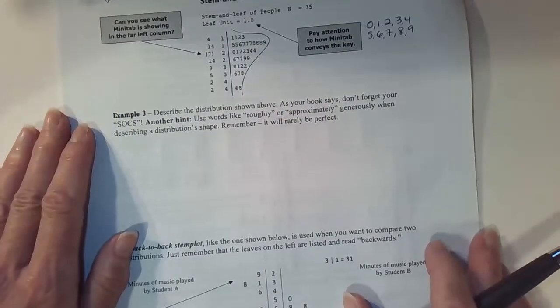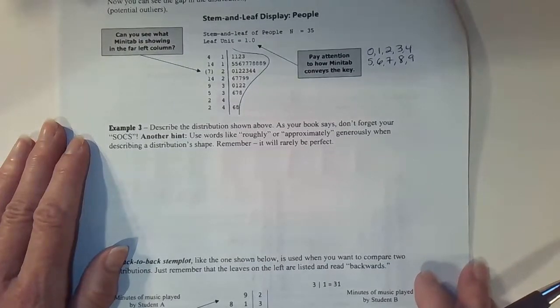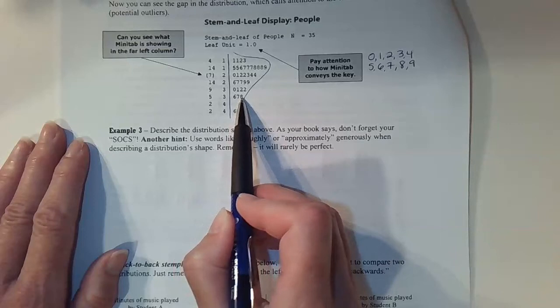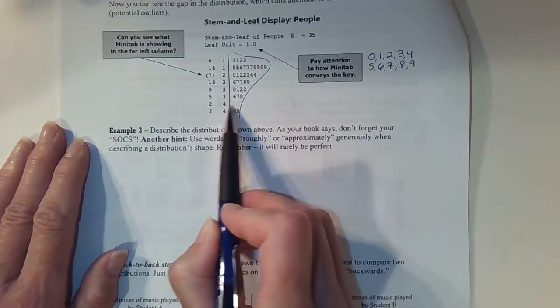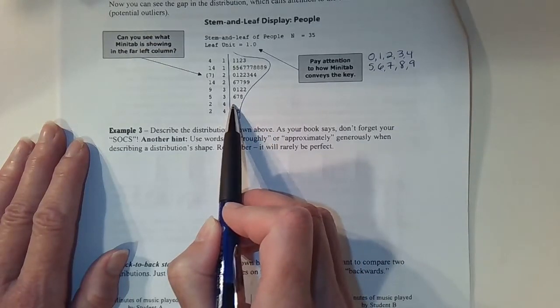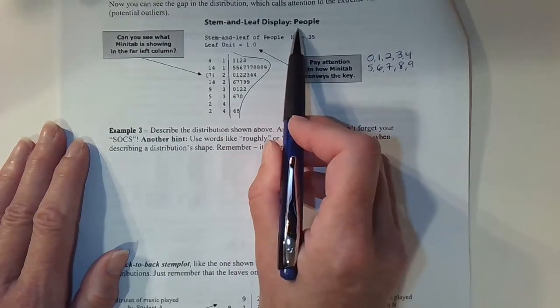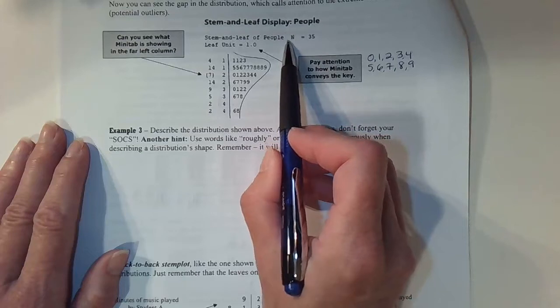So 2 rides must have been really popular. There were 2 rides that had 46 or 48 people waiting in line. The longest line before that was only 38. This gap was not apparent until we split the stems. Notice Minitab also gives the n size. That's how many people or how many rides we were looking at.